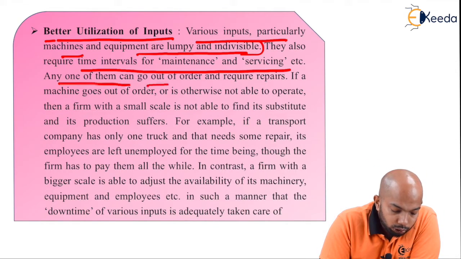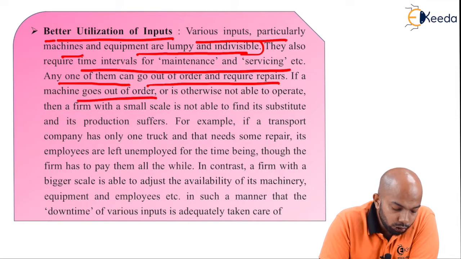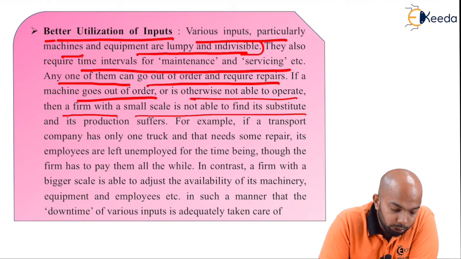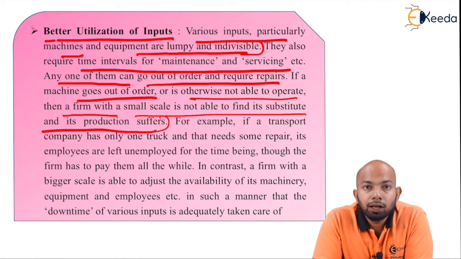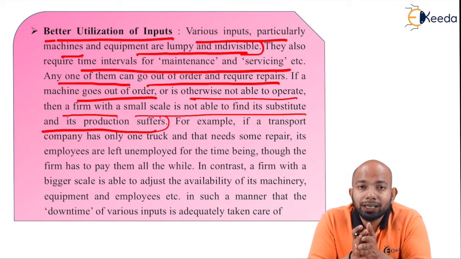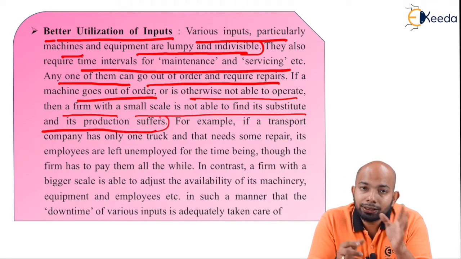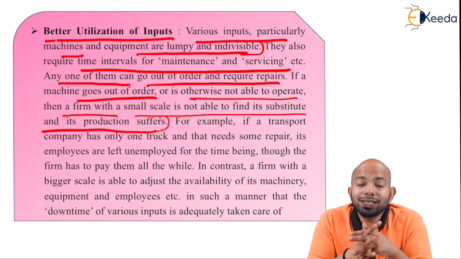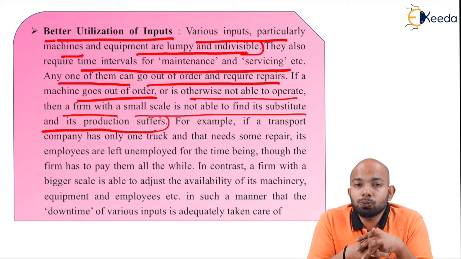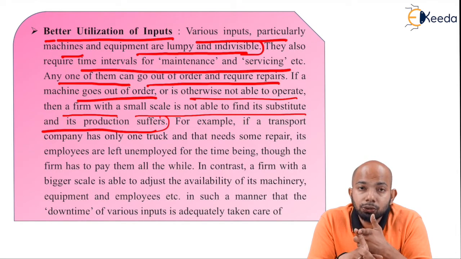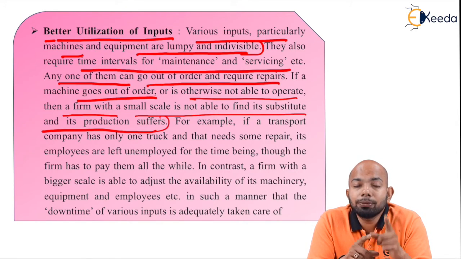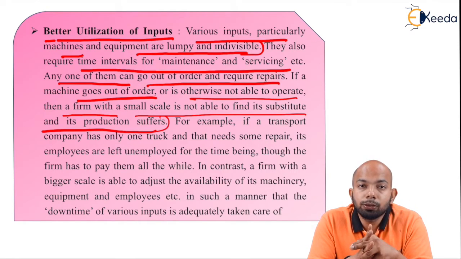Any one of them can go out of order and require repairs. If a machine goes out of order or is otherwise not able to operate, then the firm, with a small scale, will not be able to find a substitute and its production suffers. For example, a bigger company can replace the machine, because these machines cannot be cut as per the size of the firm. These machines are indivisible. So you need to understand, for a smaller firm it is a very huge expense, but for a bigger company it is fine. A smaller firm has to take absolute care of the machines because these machines are expensive for them, and to replace them they will need a lot of funding.